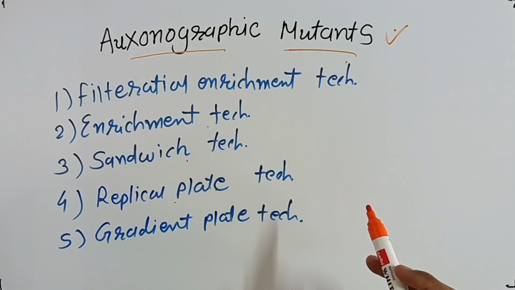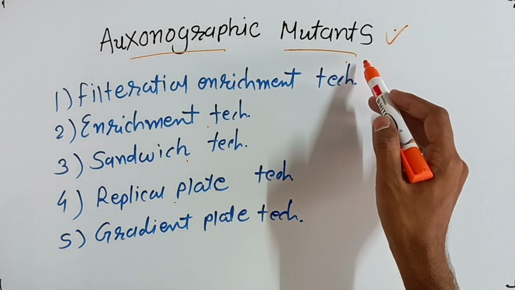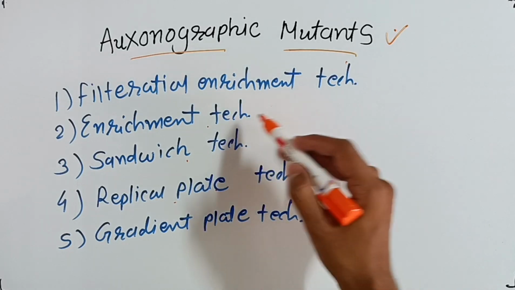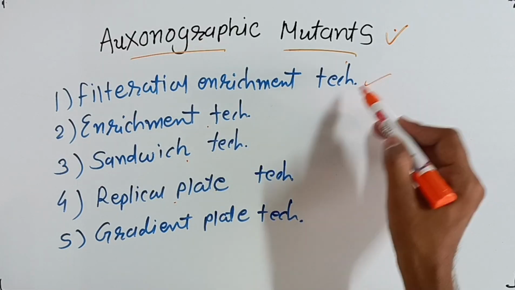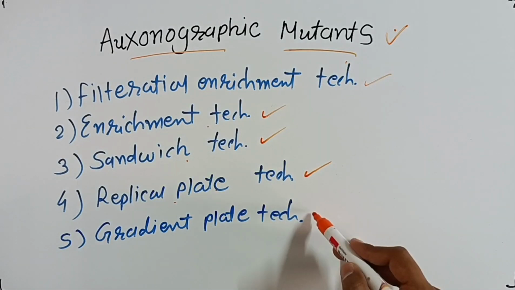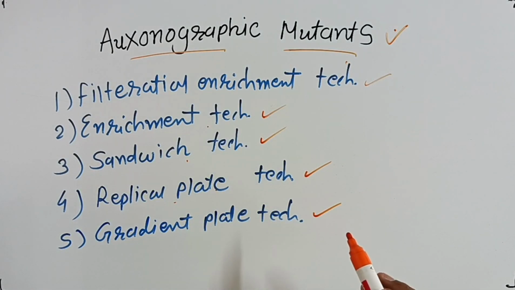In this video lecture, we'll first brief about auxanographic mutants, what they are and their isolation techniques. These are the techniques: filtration enrichment technique, enrichment technique, sandwich technique, replica plate, and gradient plate. One by one, we're going to brief about all these techniques and our main auxanographic mutants. So stay tuned and enjoy this video lecture.